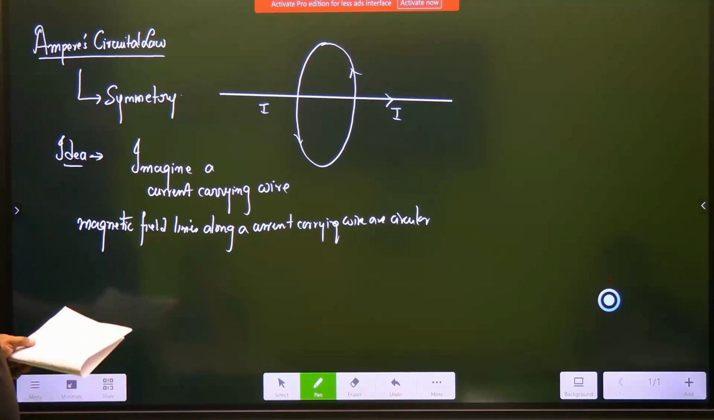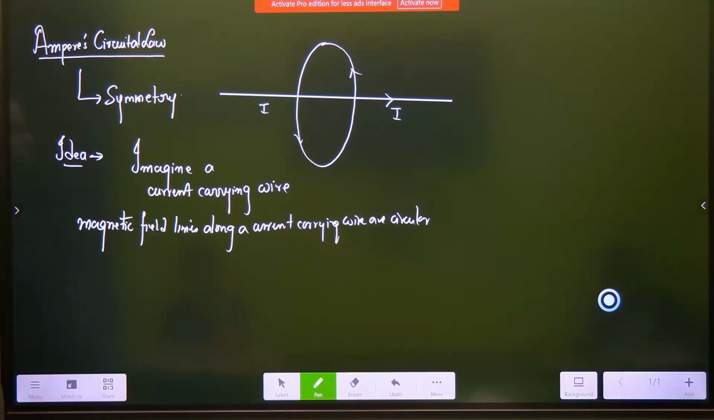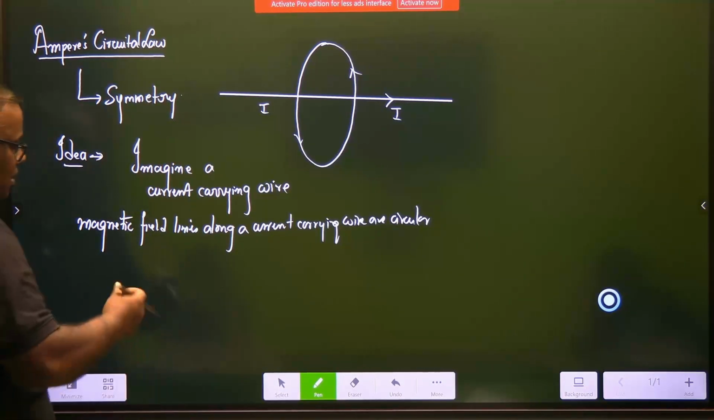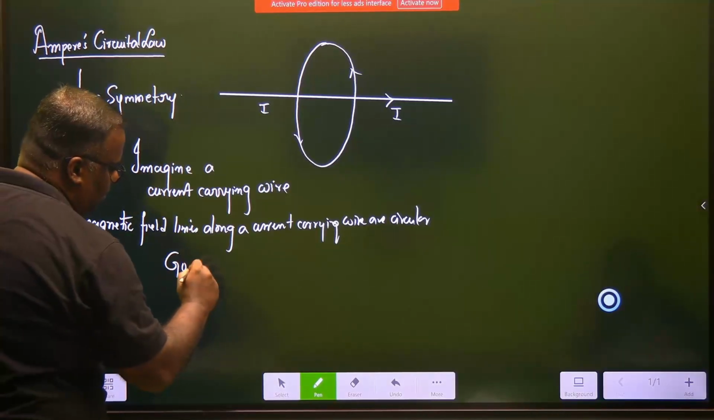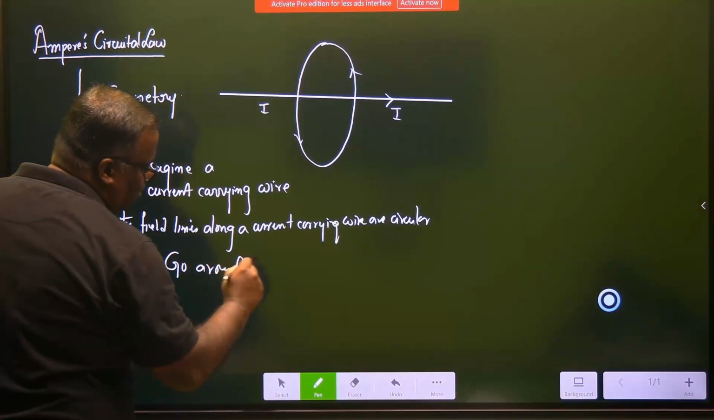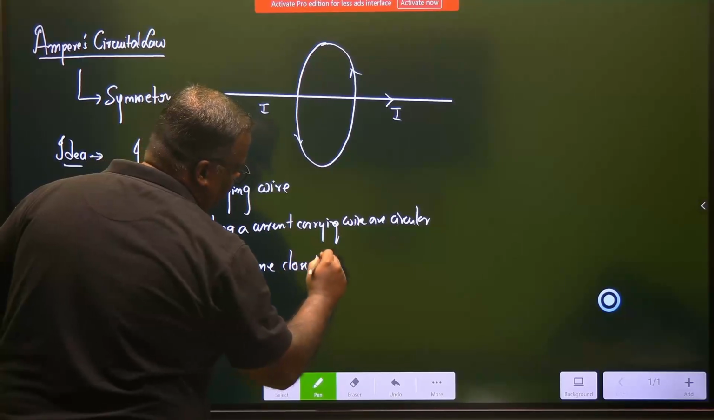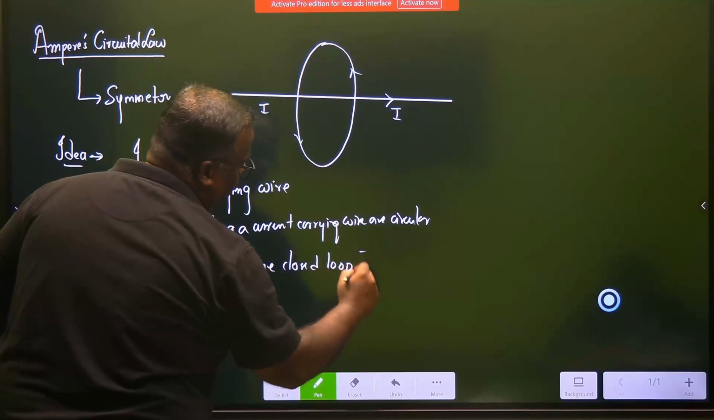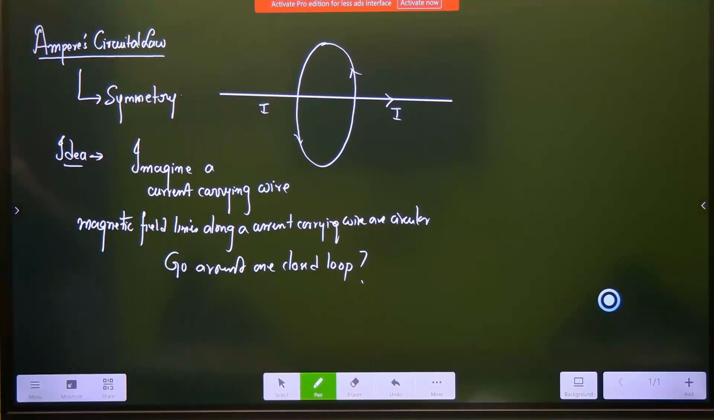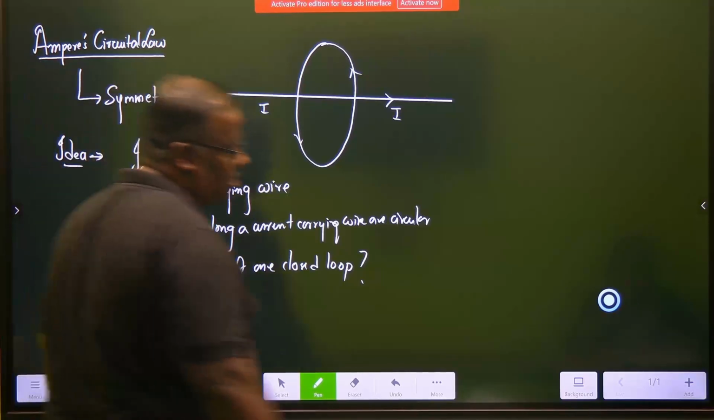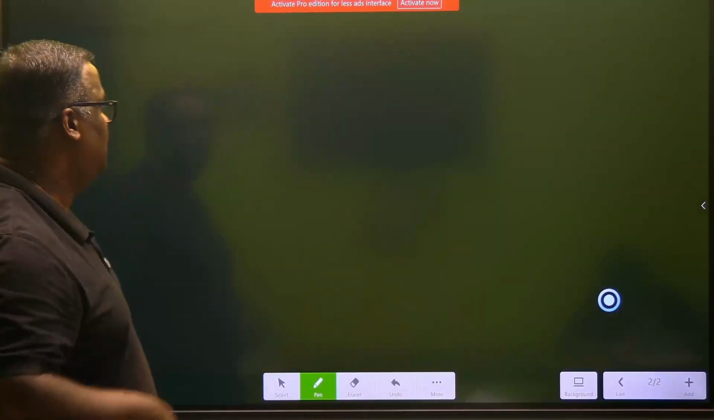So the idea, it says that if you go around one closed loop, then let us try and see what should be the magnetic field. Okay. So let's now take up our process. Like, how will you calculate? And again, this will be applicable whenever you have symmetry.